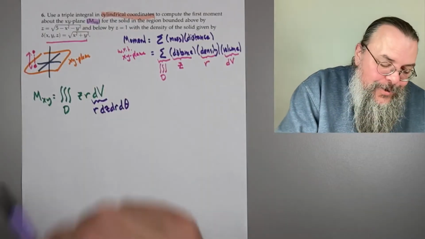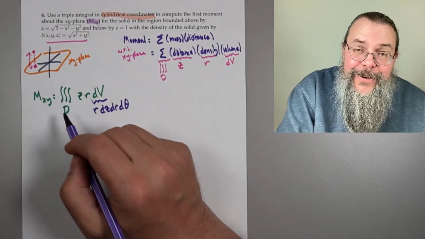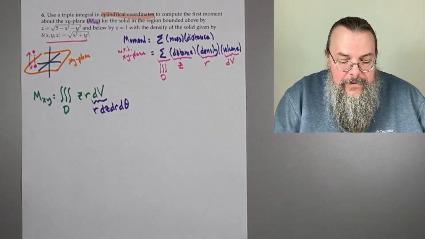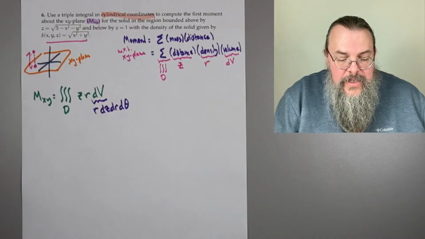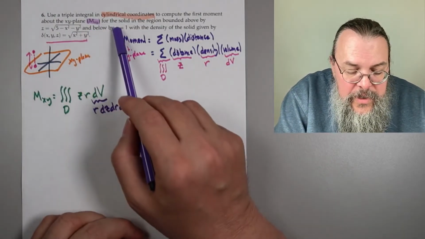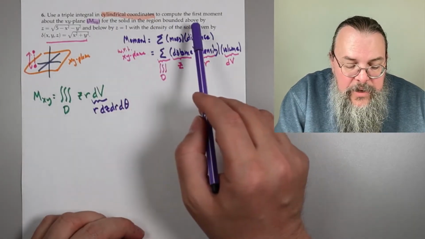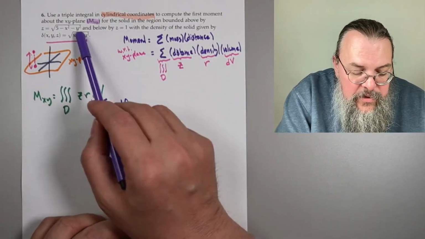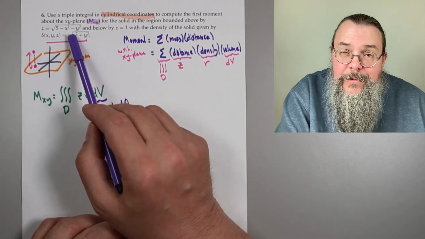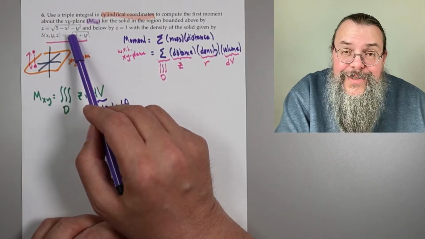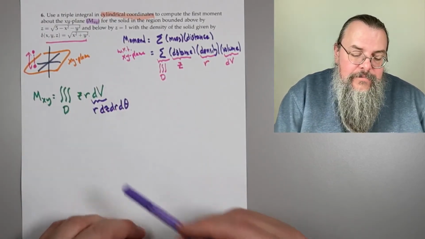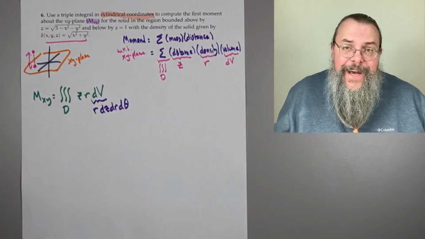So now we have to talk about our region. So let's take a look. What do we have? It's the solid in the region. We're bounded above by this surface, z equals the square root of 5 minus x squared minus y squared. Do we recognize this surface? Have we seen this surface before? Well, yeah, we kind of have.